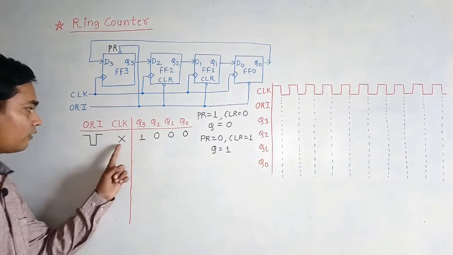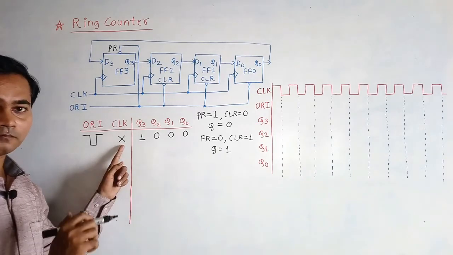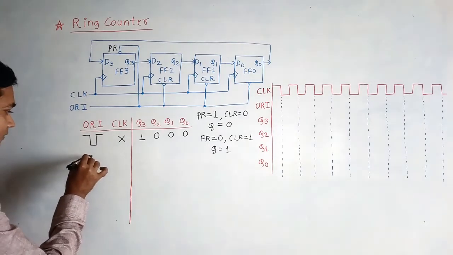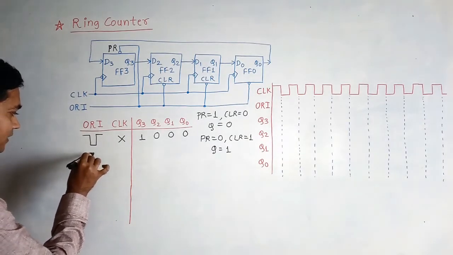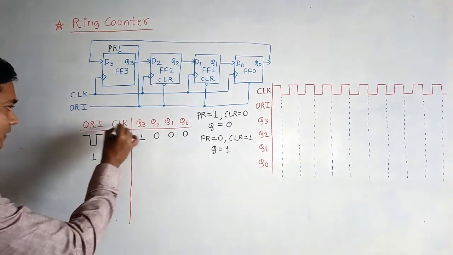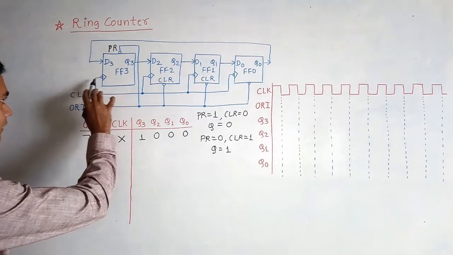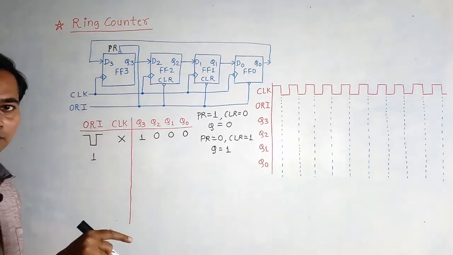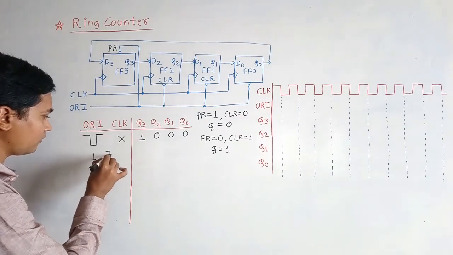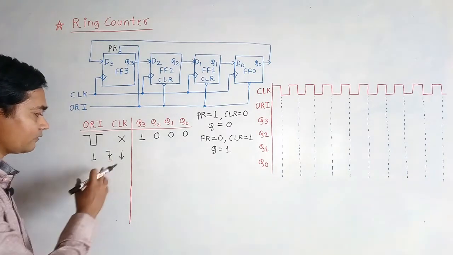Irrespective of clock or D input, we forcefully make Q3 equal to 1. After that ORI should be high, that is I will just write 1 here; logic 1 is always available. After that, whenever the clock signal is applied, what type of clock are we using? A negative edge triggered clock, or falling edge triggered clock. We can show it by this symbol or simply this down arrow. No problem, you can use any symbol.